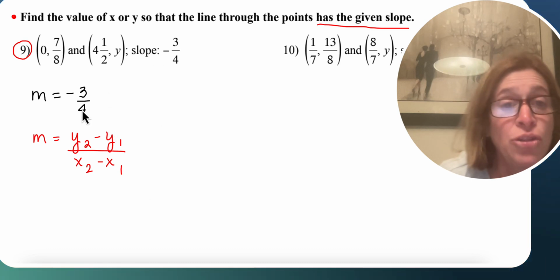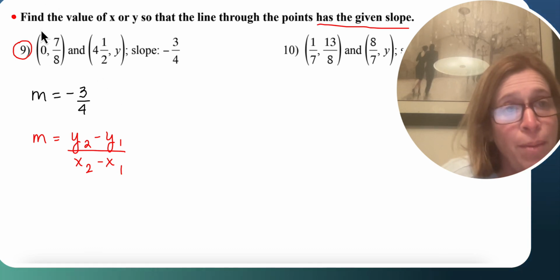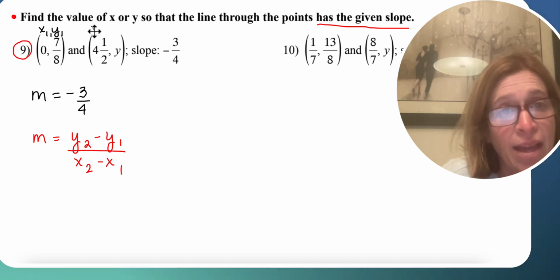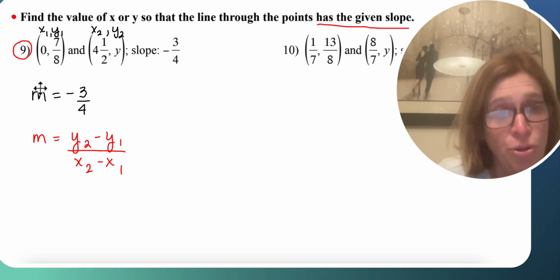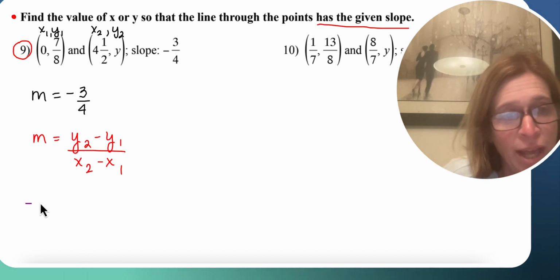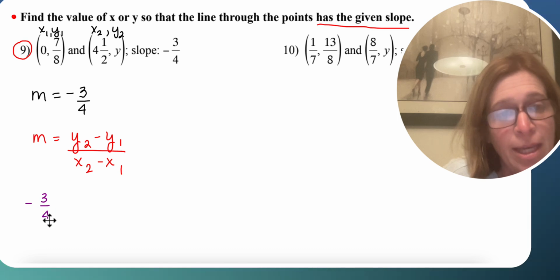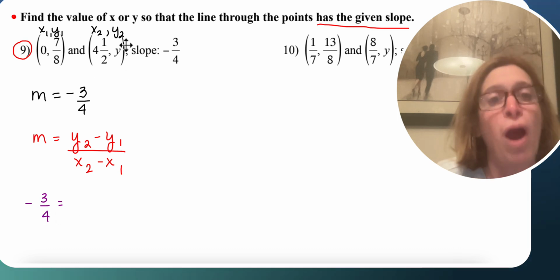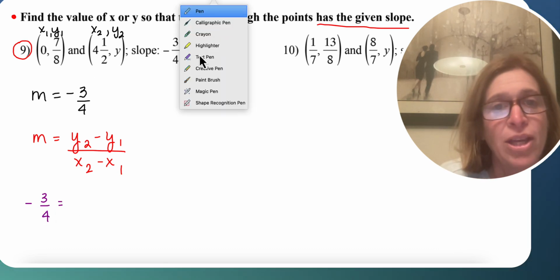All right, so this is actually really helpful because now I can substitute in all of the information I have. Remember the point, this is x1, y1. This is x2, y2. Now, I also know that m is negative 3/4. All right, so I'm going to substitute that in. So negative 3/4 equals.